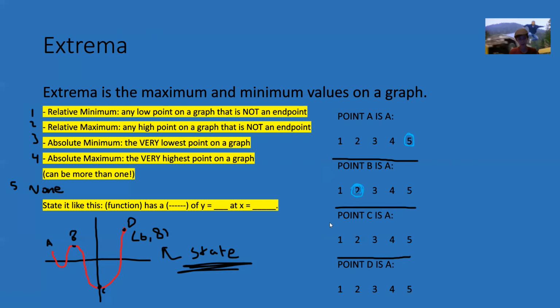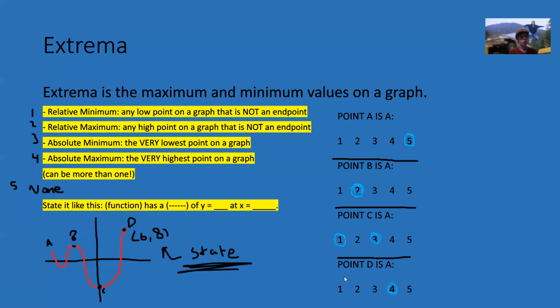Point C, that one looks like it's the very lowest, and it is. So that means it's the absolute minimum. But it's technically also a relative minimum, so I'll circle 1 too, because I said that a relative minimum is any low point that's not an endpoint, and that's what it is. So like I said, there can be more than 1, and that's what it's like for this one. D is the absolute maximum. It's the highest point that there is, and it can be an endpoint. But it's not a relative maximum because it's an endpoint, because relative is never an endpoint.